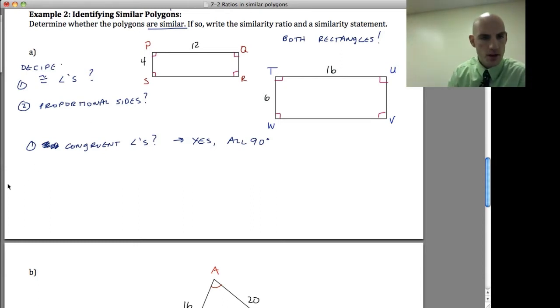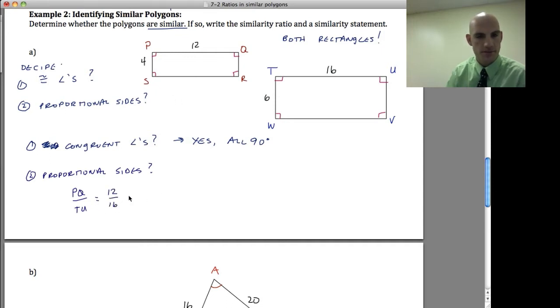Okay? Number two, proportional sides. That's our second question. Well, we need to look at what things go together. So obviously we have this 4 and this 6 here. So what we're going to do is put PQ over TU. Okay? PQ over TU is 12 over 16. Well, this is equal to 3/4.